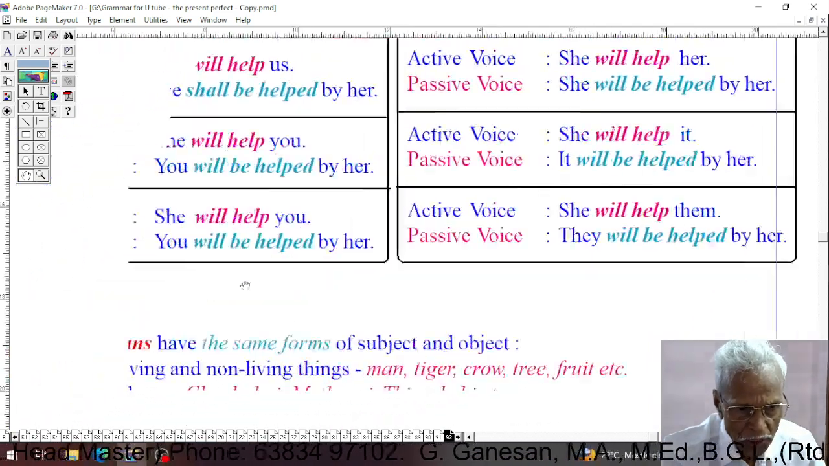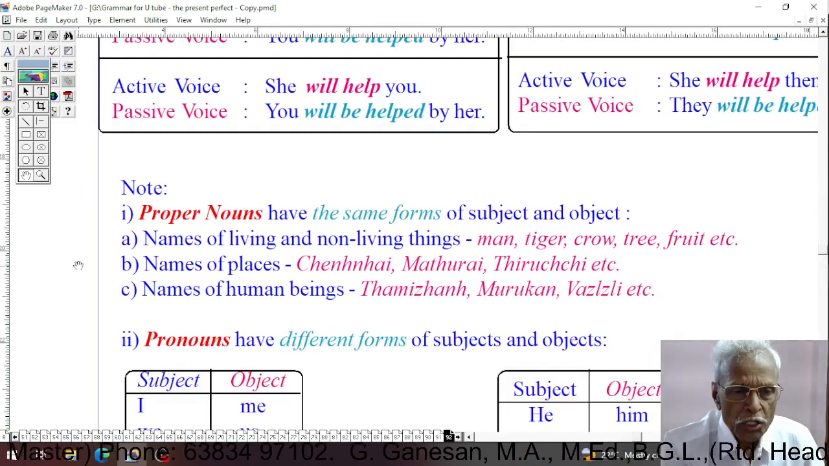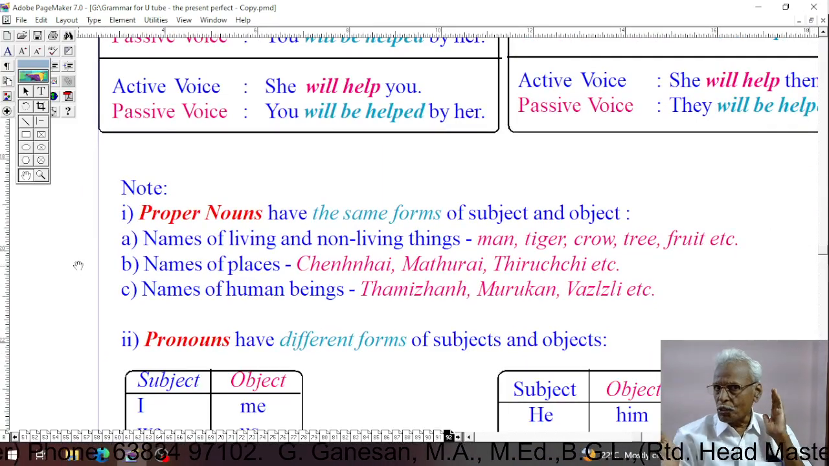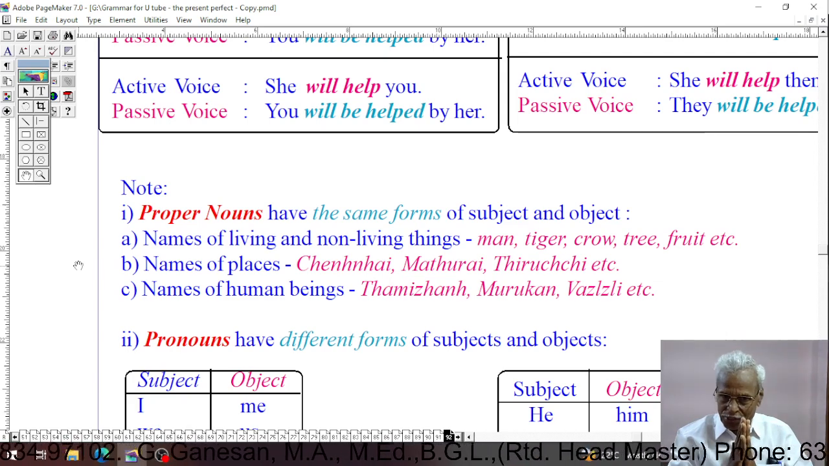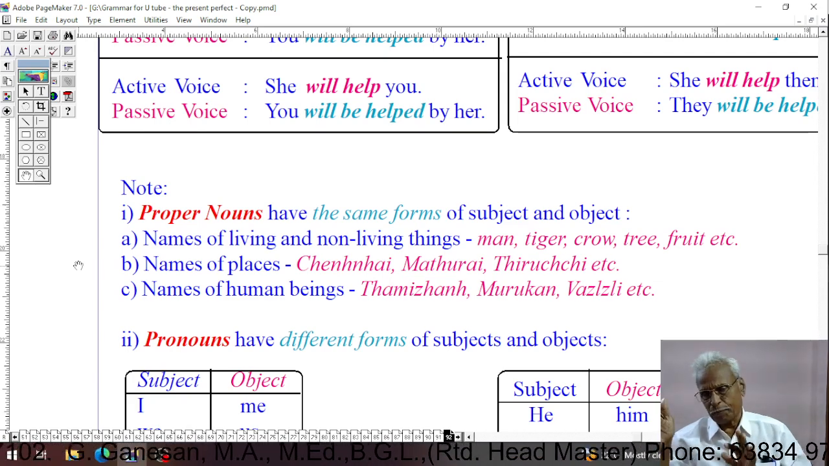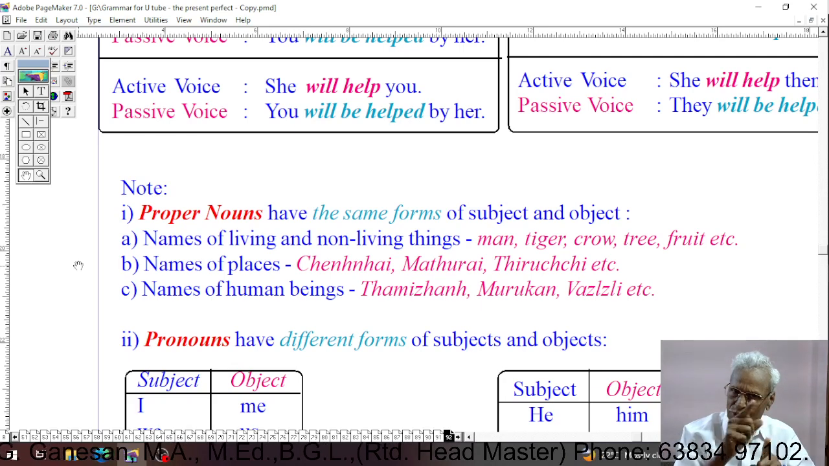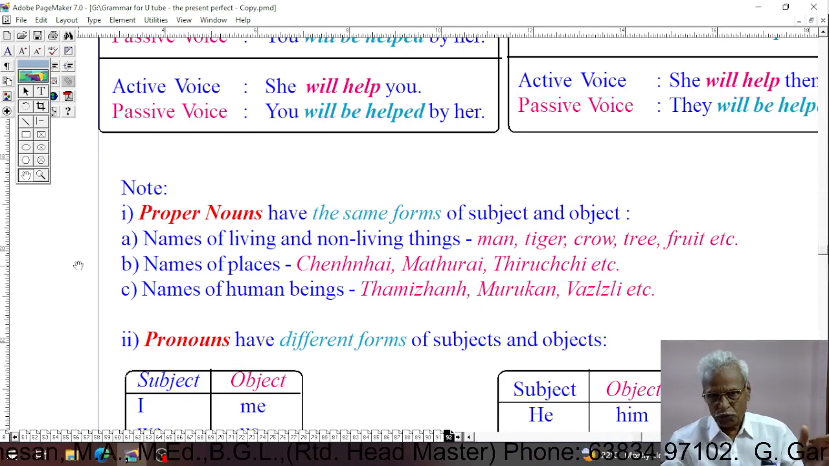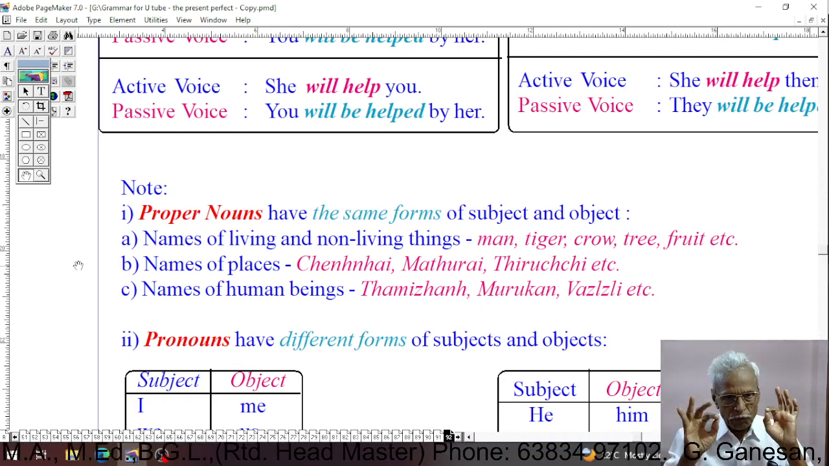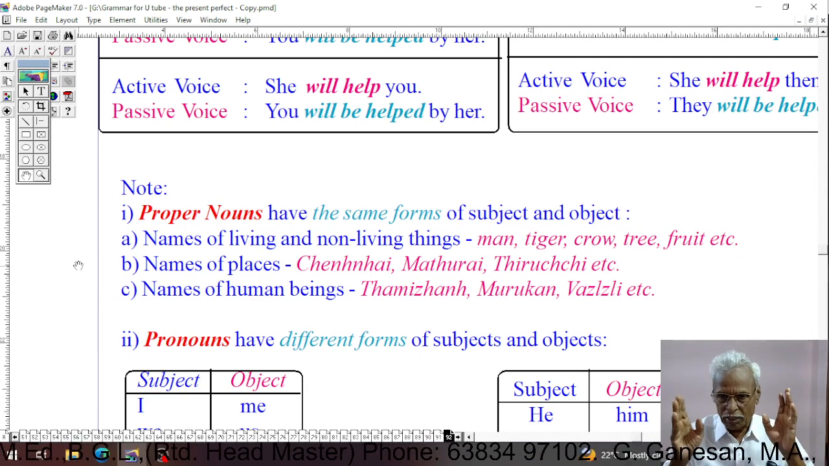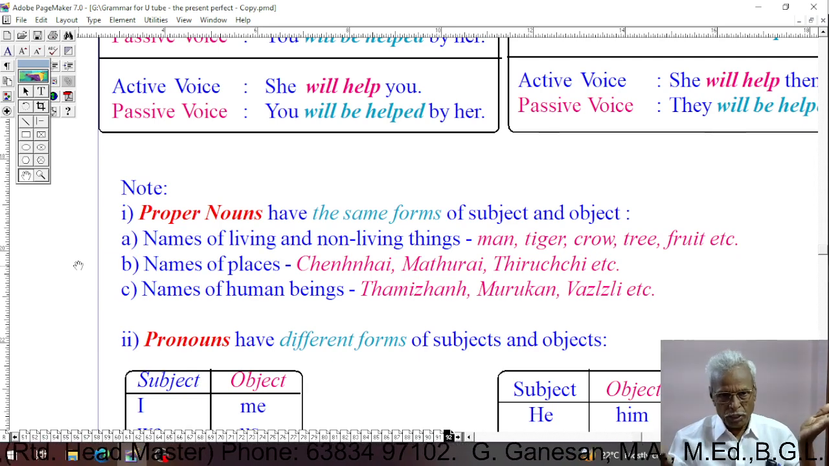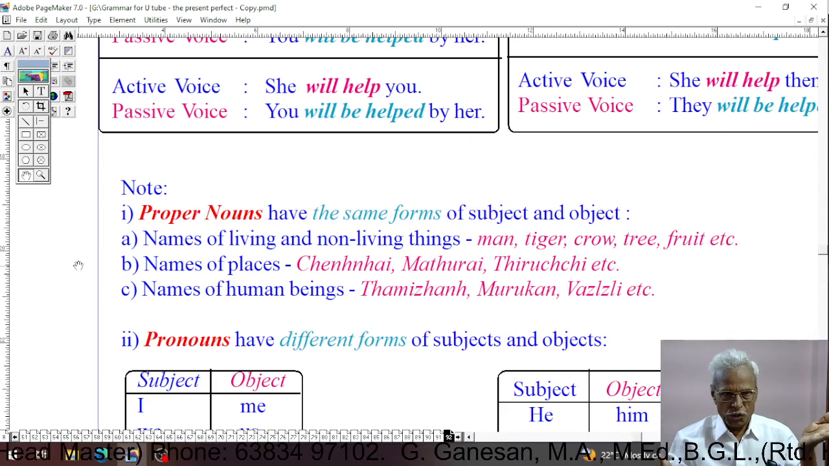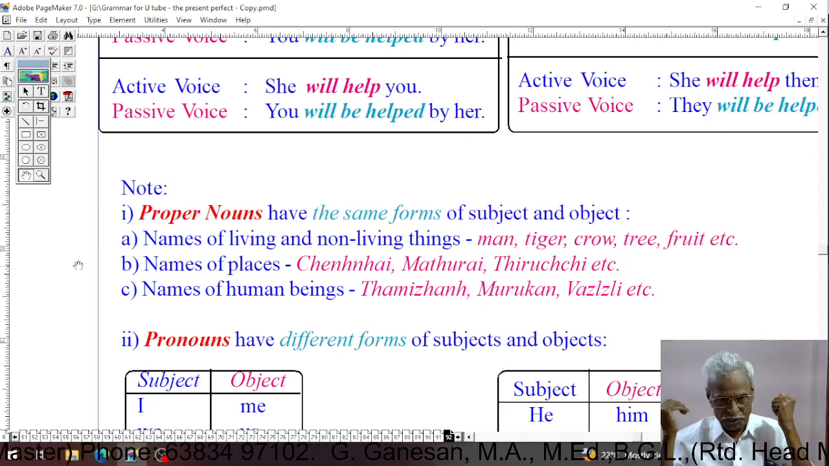Okay, dear students, we have some more notes. Note: regarding the subject and object in recording, proper nouns have the same forms of subject and object. Examples: names of living and non-living things, such as man, tiger, crow, tree, fruit, etc. These are the proper nouns of living and non-living things.